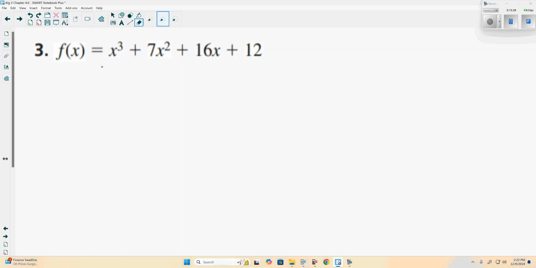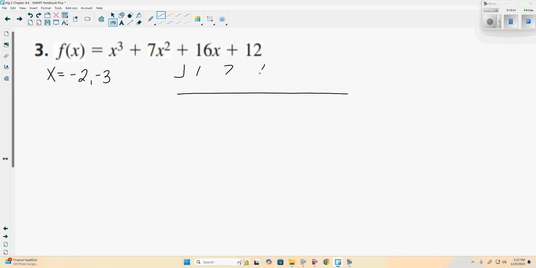Now the one that we do first for synthetic division really doesn't matter. We just need to use one of them. So going across the top, 1, 7, 16, 12. So do you want to use -2 or -3 first? -2.